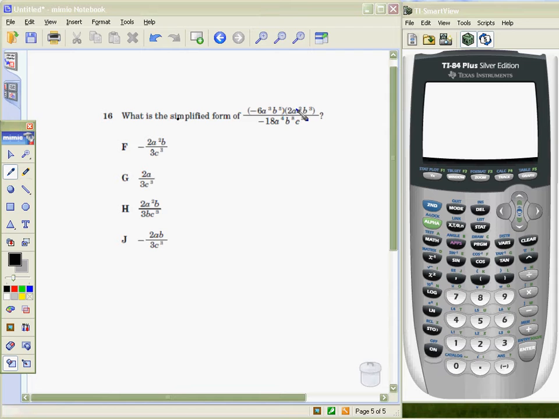What I have to do up top is I have these two monomials multiplied together, so I'm going to go ahead and do that multiplication. So negative 6 times 2 is negative 12. Then a to the third times a squared. When you're multiplying these bases that are the same, remember that in a to the third, a is the base, 3 is the power.